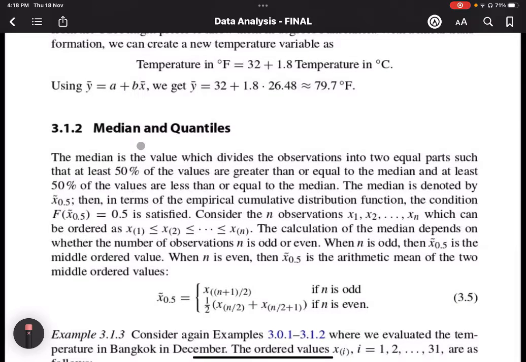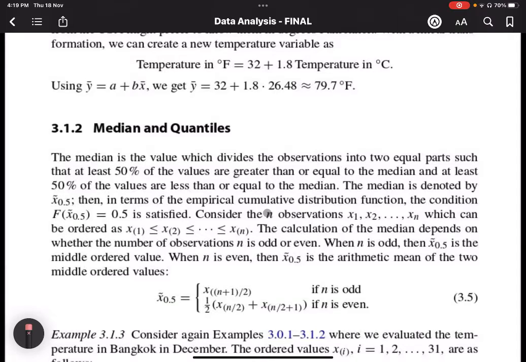After ng arithmetic mean, we have the median and quantiles. Now, kung sa average or sa arithmetic mean, dinidivide natin into two, sa median, ganun din, but in a different way, no? For example, the definition: the median is the value which divides observations into two equal parts, such that at least 50% of the values are greater than or equal to the median, and at least 50% of the values are less than or equal to the median.